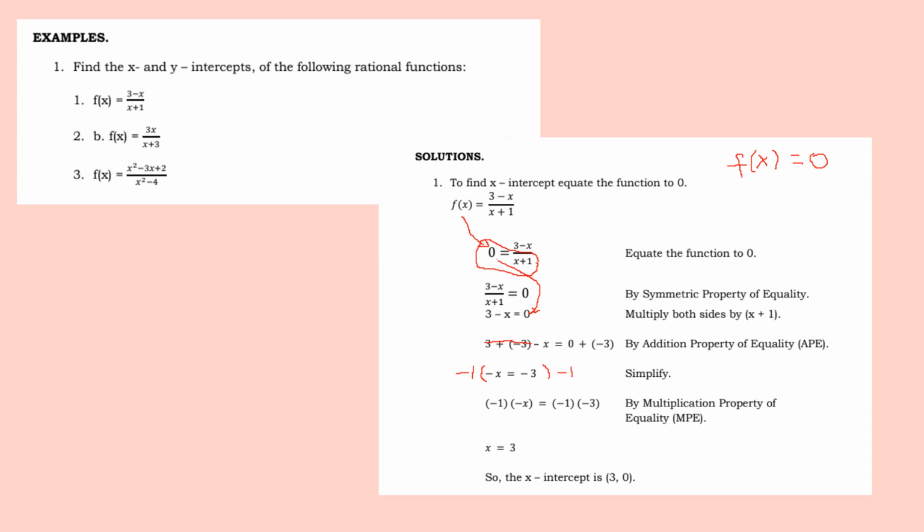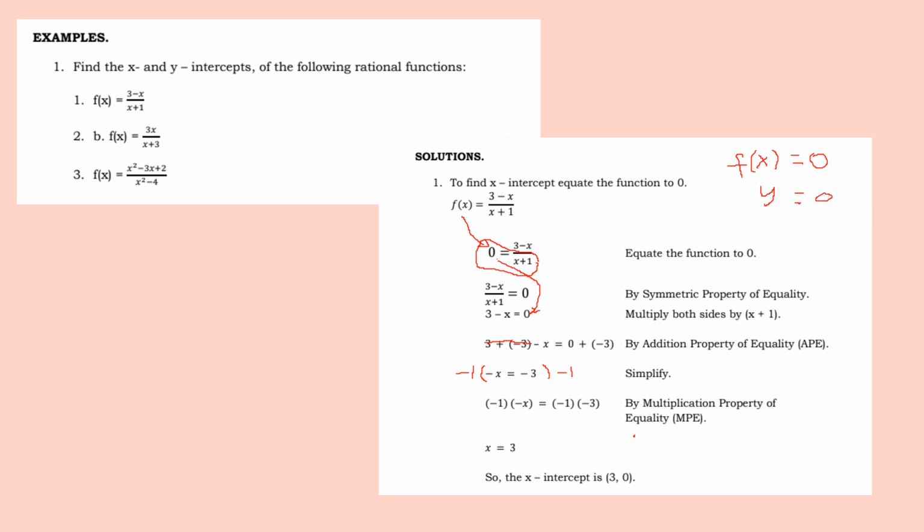The result is negative 1 times negative x is equal to x, and negative 1 times negative 3 is equal to 3. So, therefore, your x is equal to 3. That is our x-intercept, or the value of x. Now, what is our x-intercept? Remember, f of x is equal to y. So, therefore, y is equal to 0.